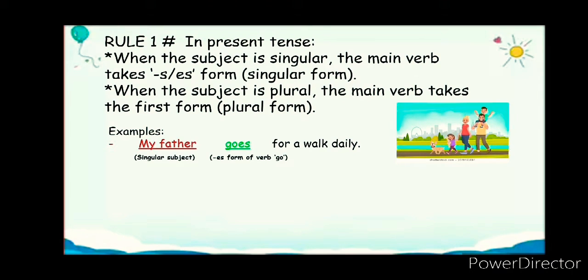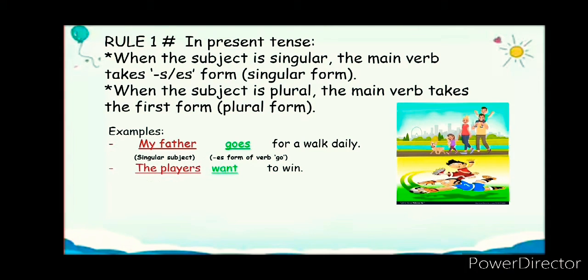Here, the singular subject takes singular form of the verb, that is ES form of the verb go, that is goes. And players want to win. Here, plural subject players take the first form of the verb, that is plural form of the verb want.